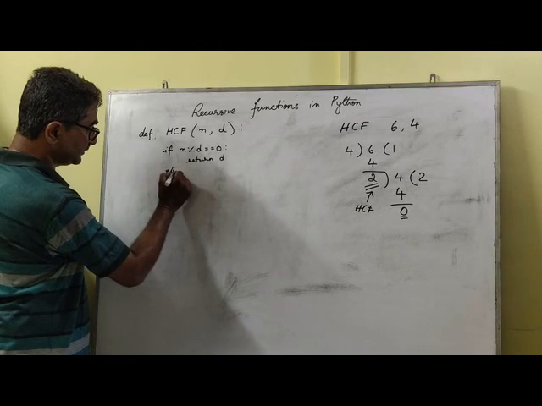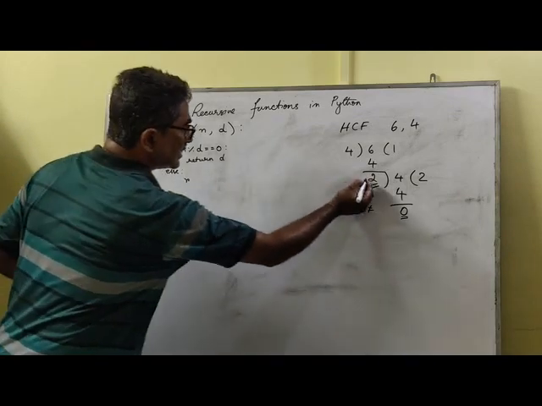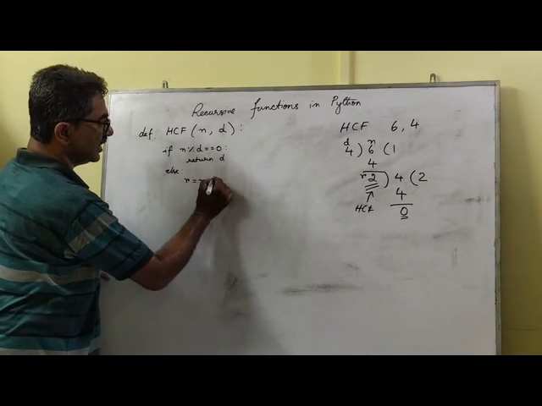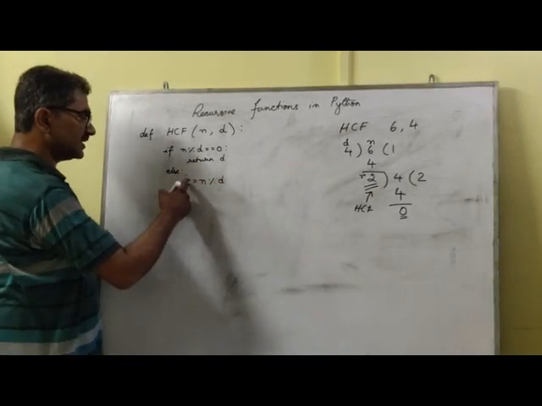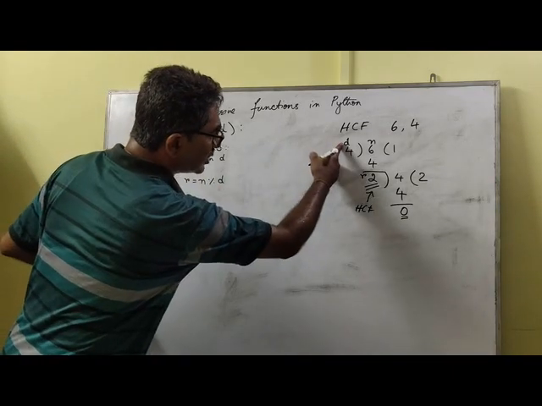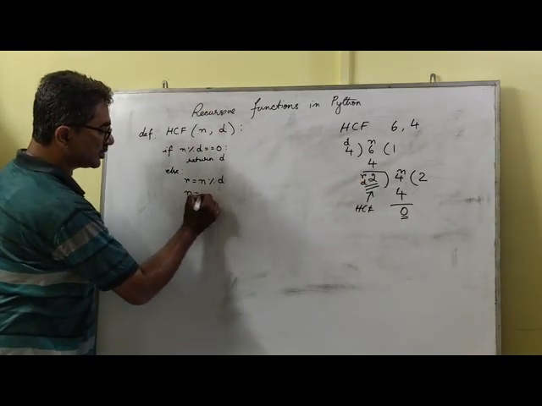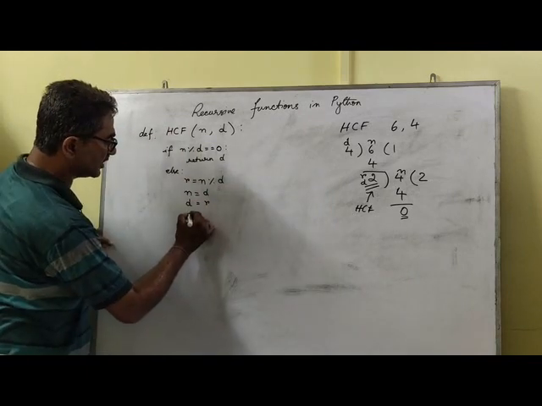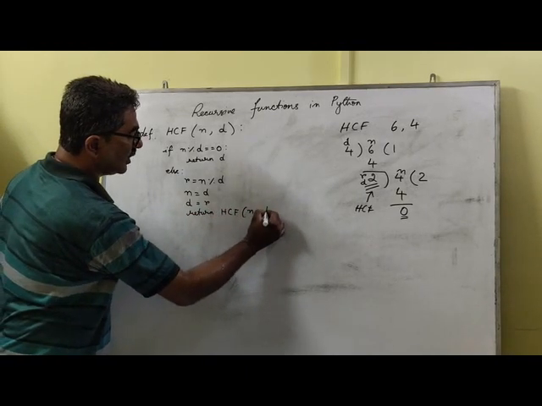Otherwise, first find the remainder. So this is my n, this is my d. I'm going to find the remainder first. So remainder happens to be n modulus d. So we get the remainder. And since it is not divisible, in this case it was divisible, and since it is not divisible, the previous denominator becomes the new numerator, and the remainder becomes the new denominator. So n equals d, and d equals r. And then we carry on with the process of recursion. So return HCF n comma d.